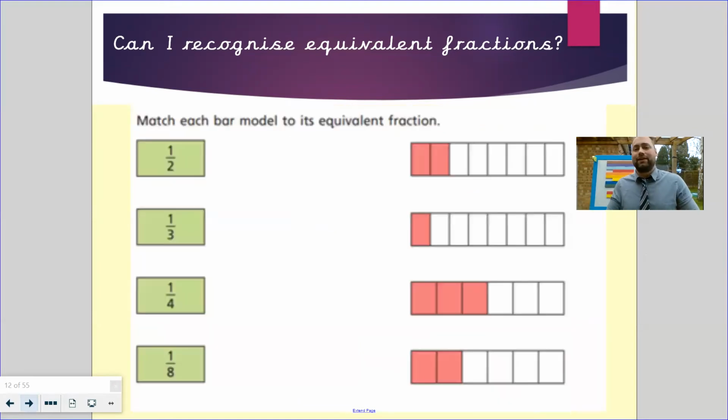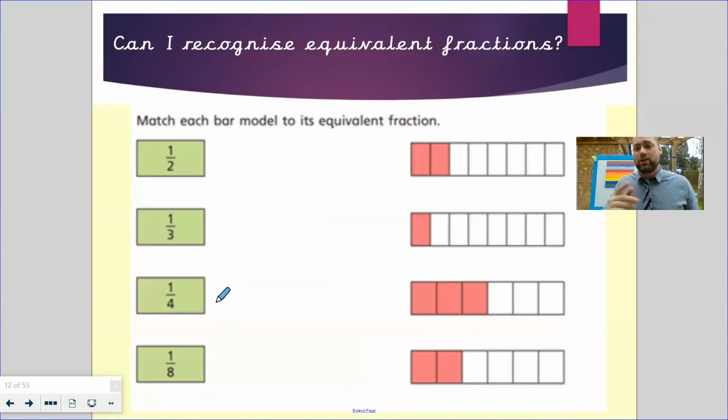For your next challenge, you needed to find the equivalents for these bar models. So you could use manipulatives as well here to help you. So for question 1, how many have we got shaded? We've got 1, 2, 3, 4, 5, 6, 7, 8. So we've got 8 in total. So we're looking at a yellow line here. Then let's have a look over here.